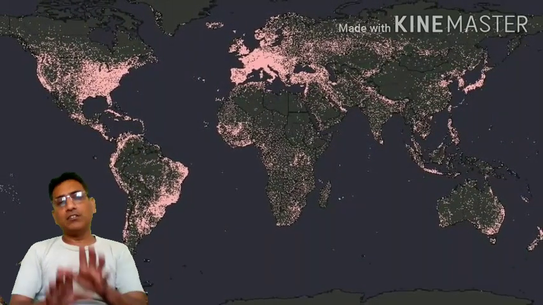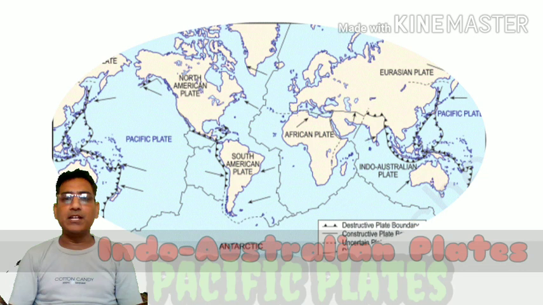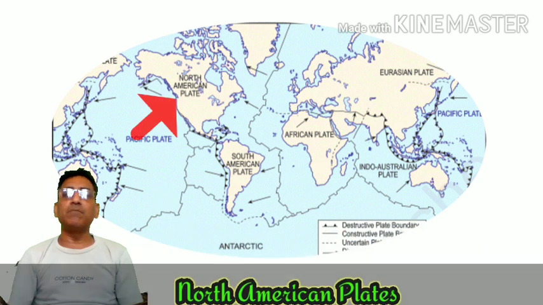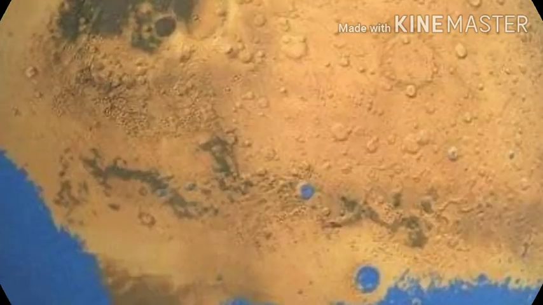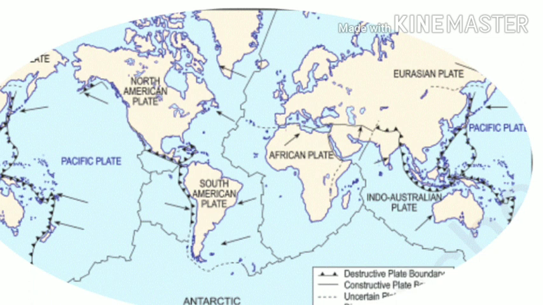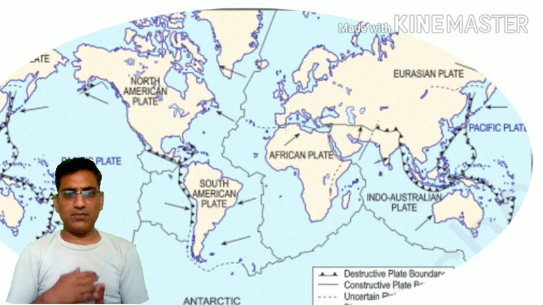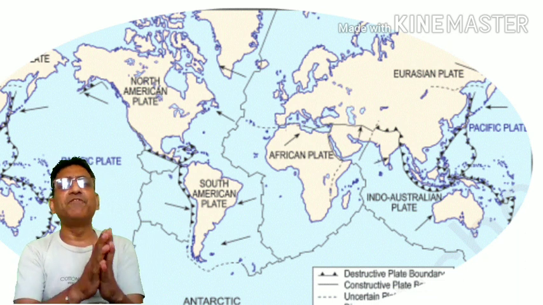Now there are 7 major plates which are very important: the Eurasian plate, Indo-Australian plate, Pacific plate, African plate, North American plate, South American plate and the Antarctic plate. So children, these plates continuously keep on moving in different directions.